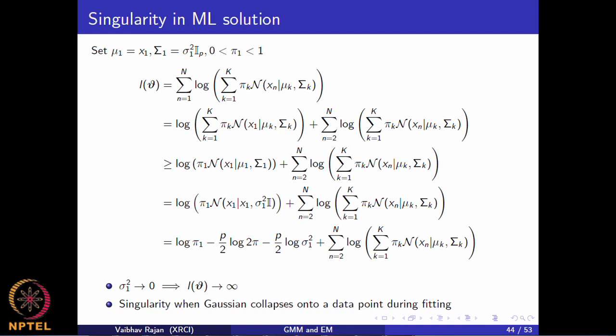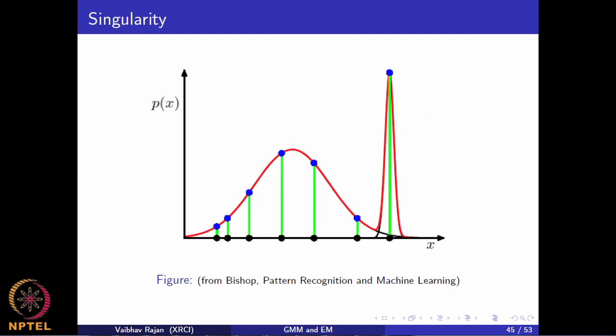So the pictorial representation is something like this. What you are doing is taking two Gaussians and fitting just one data point with one Gaussian, and the other Gaussian is fitting the rest of the data points. In most real life cases, this is not a good thing to do, because it is very unlikely that the data has been generated by two Gaussians like this, one data point from one Gaussian and the rest from the other Gaussian.